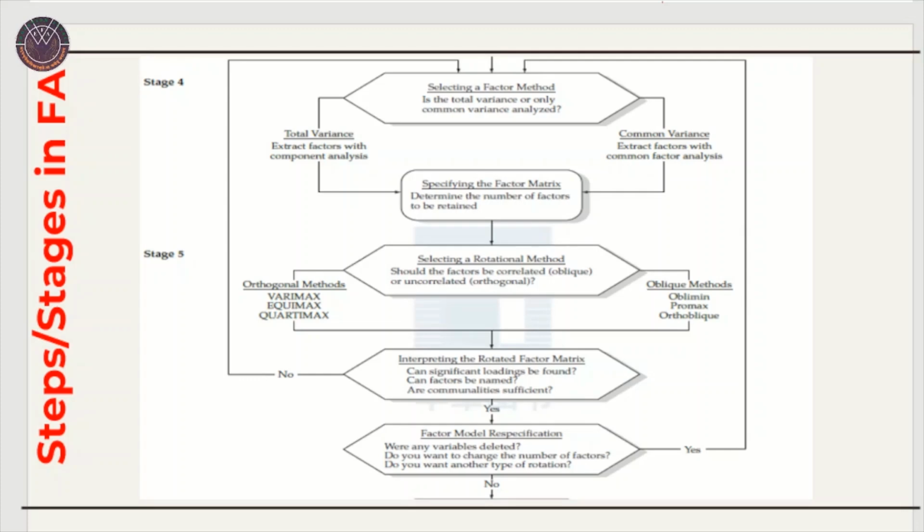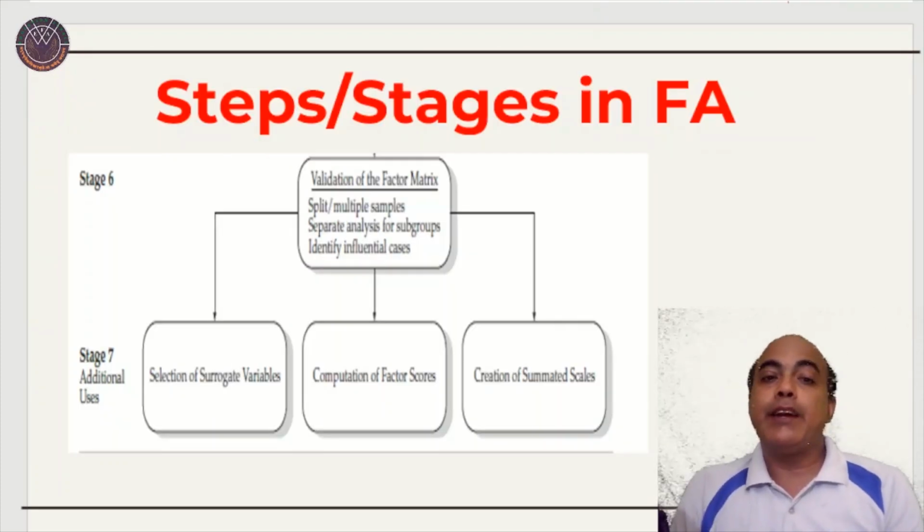After rotation, you will get the factor matrix, and you can see whether you are able to get significant loadings, whether the factors can be named, and whether the communalities are sufficient. Whatever factors you extract, you should check that they sufficiently load the variables, and that the factors can be named or the communalities are sufficient. After that, you can decide whether to go for further factoring or rotation so that you can get a clear, desired set of factors. So again you can go for factoring, and again for rotation, and get the factors desired for the observed set of variables. Lastly, you can decide on validation of the factor matrix.